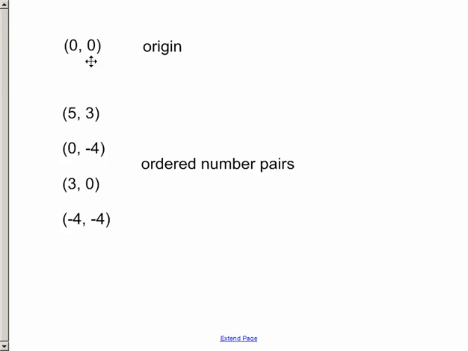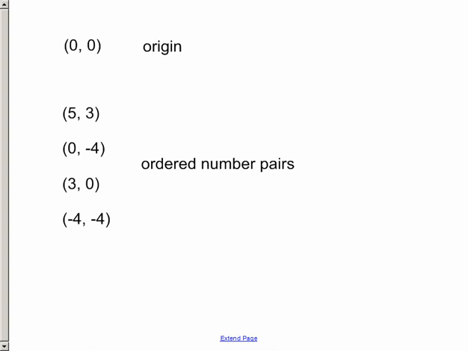So again, here's the origin. Here are examples of ordered number pairs. Positive, positive and negative, negative and so on. Each of these numbers is called a coordinate. Together, they're an ordered number pair. They're usually found in parentheses and they're separated by a comma.